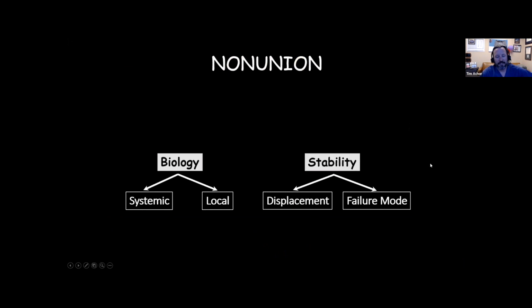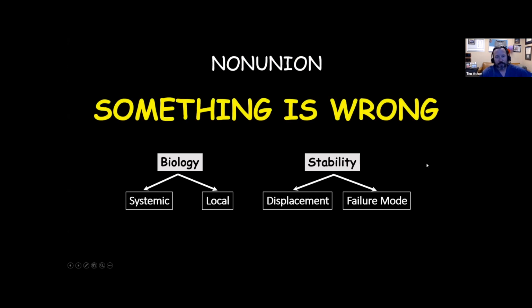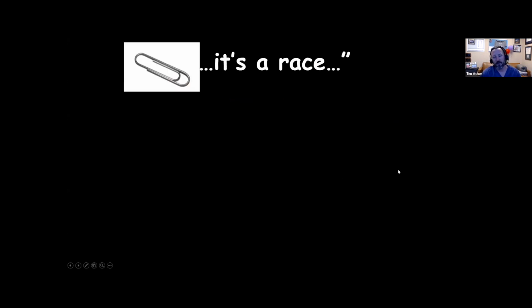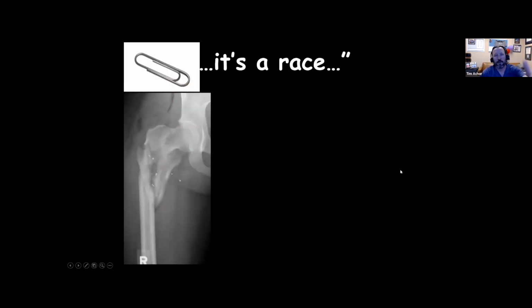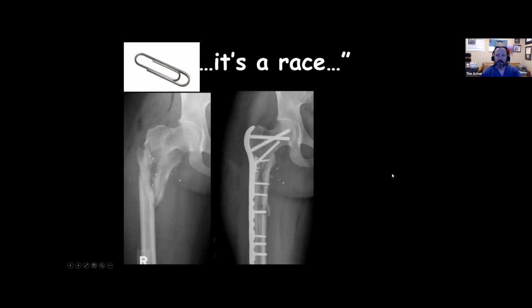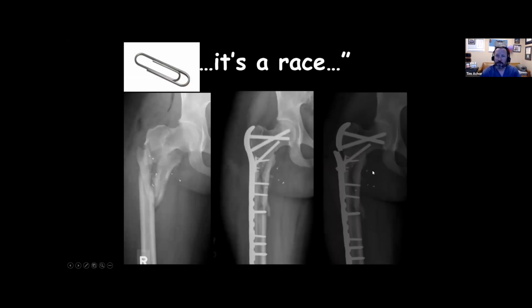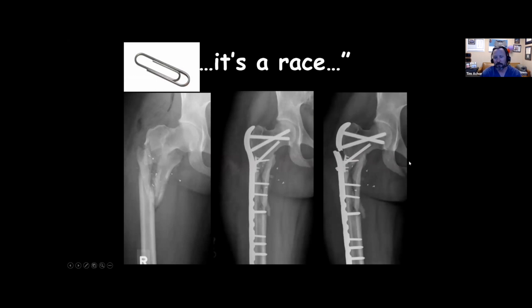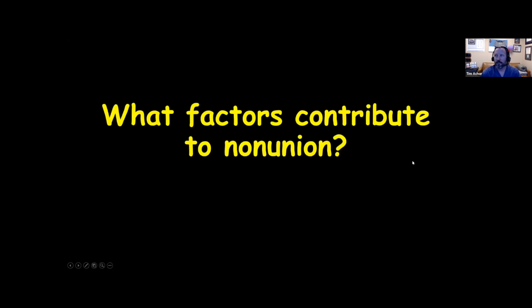We know that in non-union, typically it's an issue of biology and/or stability, and oftentimes biomechanics. At any rate, something is wrong. So it's really up to us to diagnose exactly what was wrong, rather than just dive right in with discussions about, okay, what do we do now? I don't mean to insult any of the folks on the call, but we know it's a race between the fracture healing and the metal failing, and sooner or later, if the biomechanics are not right, implant failure ensues.